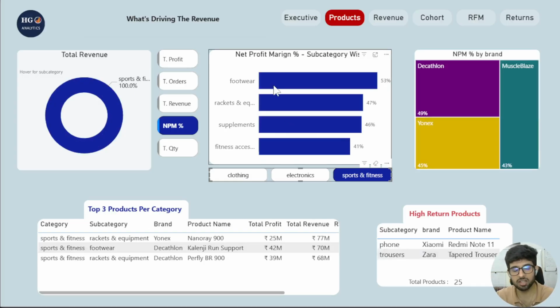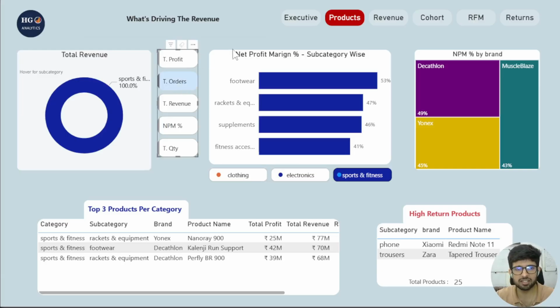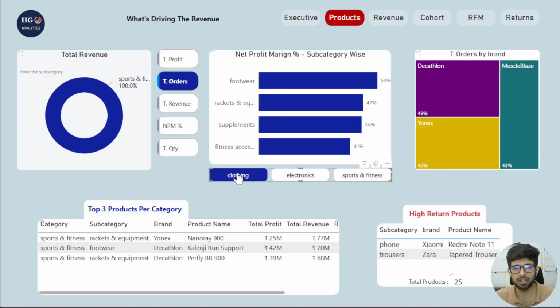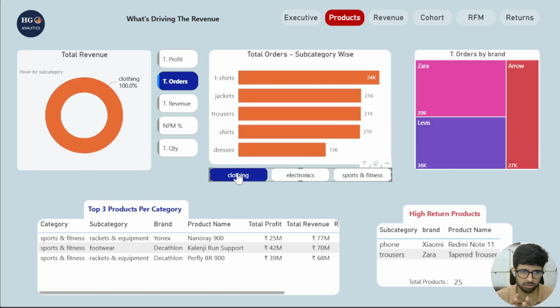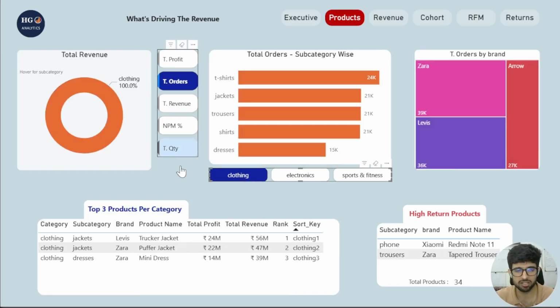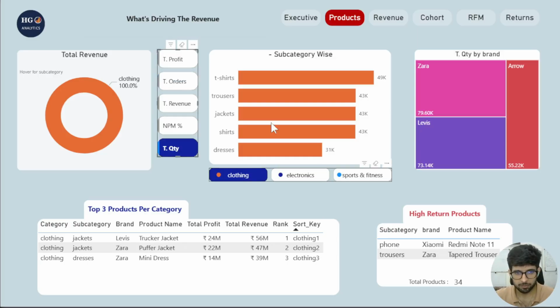So this is the level of detail that I have gone into making this project. An executive can just click these slicers and go into details of category, subcategory, and then find what's the revenue, what's the order, what's the net profit margin, how many total quantities we have shipped for each category. So you can see all of those things.